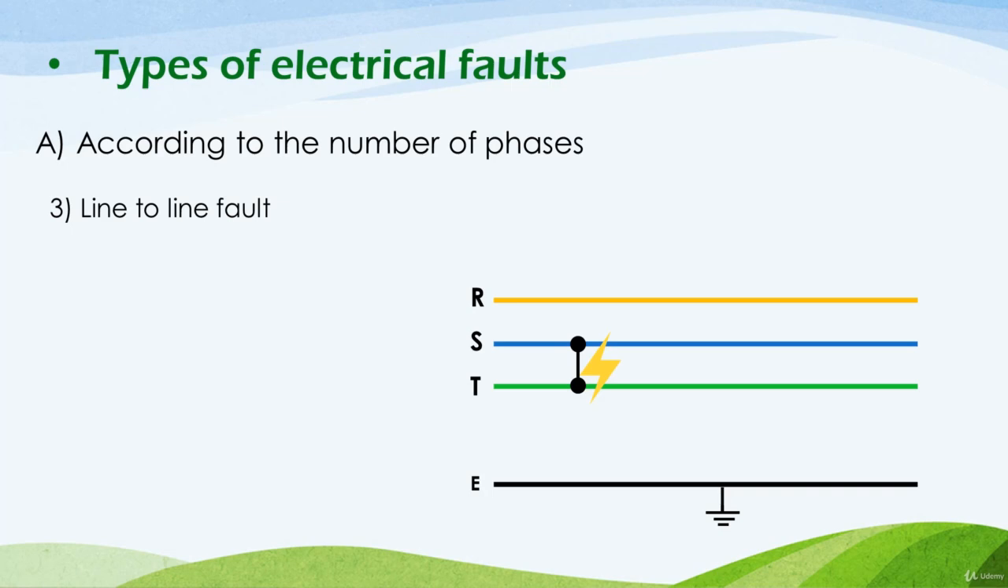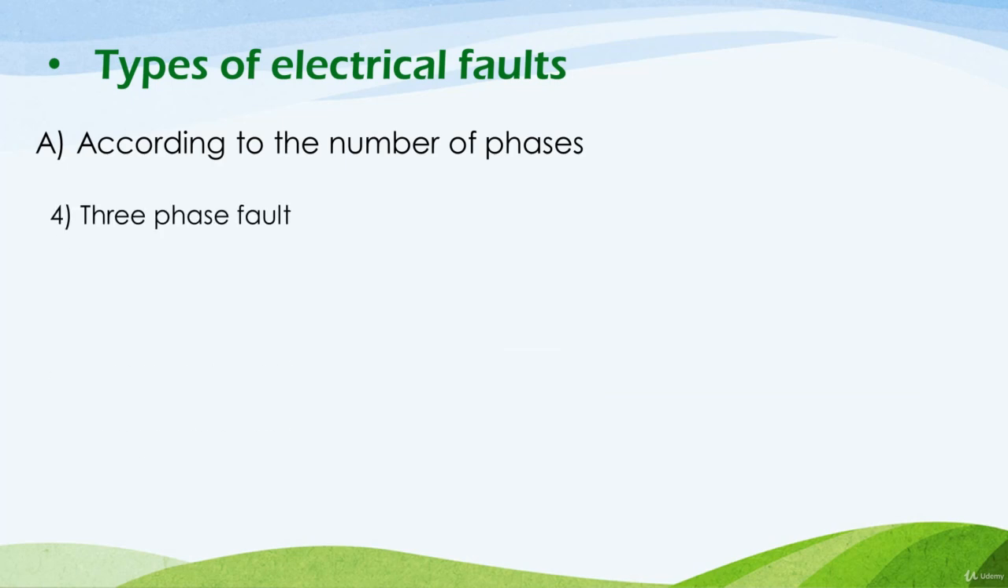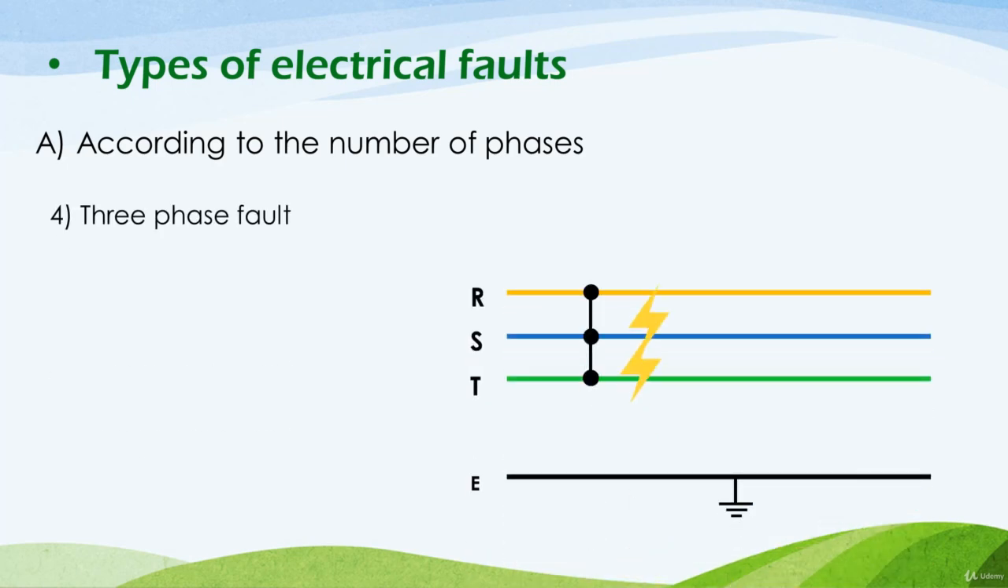Very good. Now, the fourth type we have is the three-phase fault, and in that type there is a short circuit between the three phases, but they are not connected to the ground as they are just connected to each other by mistake, which produces that fault condition.